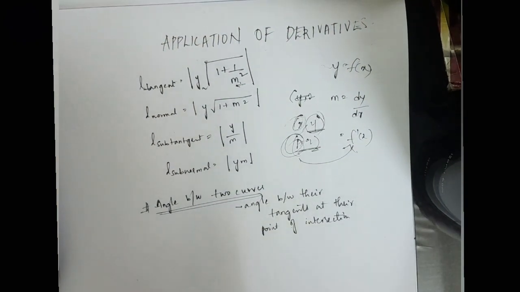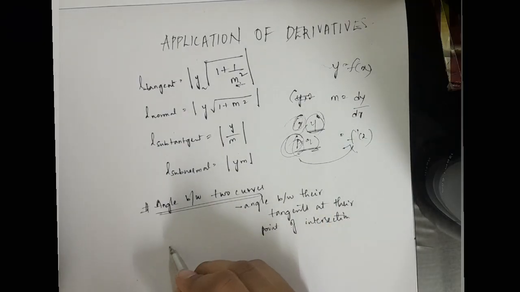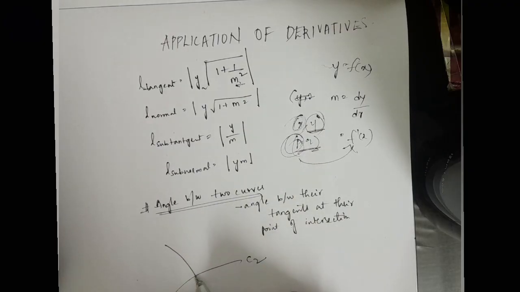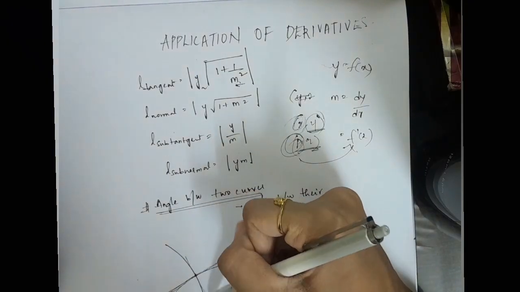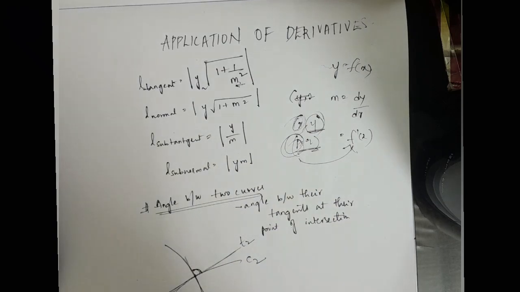Next we have the angle between two curves, which is basically the angle between the tangents at the point of intersection. So what does that mean? Let's say we have two curves. This is the first one, C1, and this is C2. So you want the angle between them. This is the intersection point, right? So you find the tangent at this point of both the curves. So that's T2 for the curve C2, and that's T1 for the curve C1. So whatever the angle between T1 and T2 is the angle between the curves.